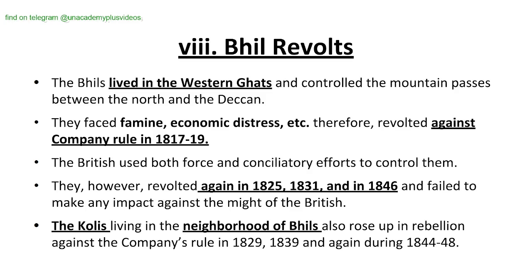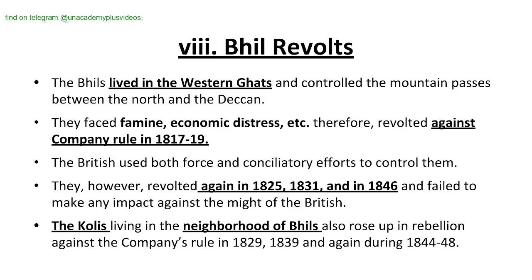Bhil revolts. The Bhils lived in the Western Ghats and controlled the mountain passes between the north and the Deccan. They faced a famine, economic distress, etc. Therefore, they revolted against the Company rule in 1817-19. The British used both force and conciliatory efforts to control them.